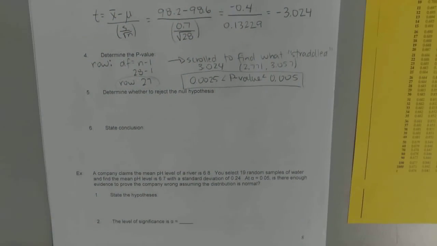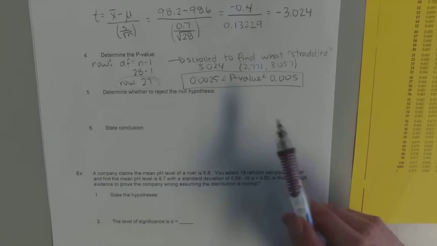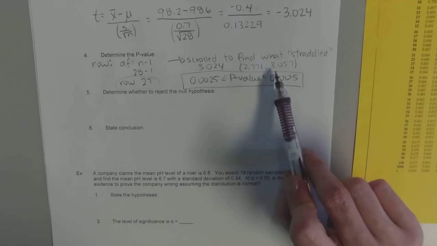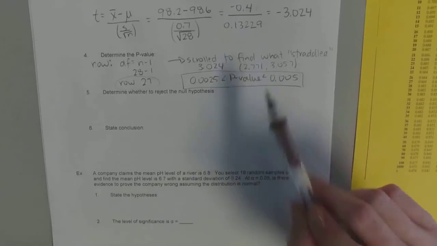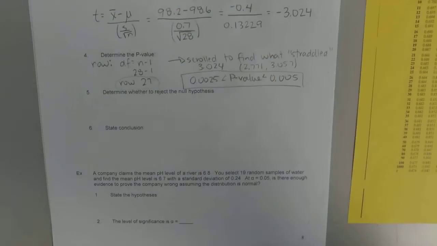Okay? So we went to the correct row. We went to row 27, and we scrolled to find what straddled our value of 3.024. The 2 t-test statistics that straddled it were 2.771 and 3.057. The 2 areas that went with them, make sure you have low then high, and that means you always have to flip them, were 0.0025 and 0.005.